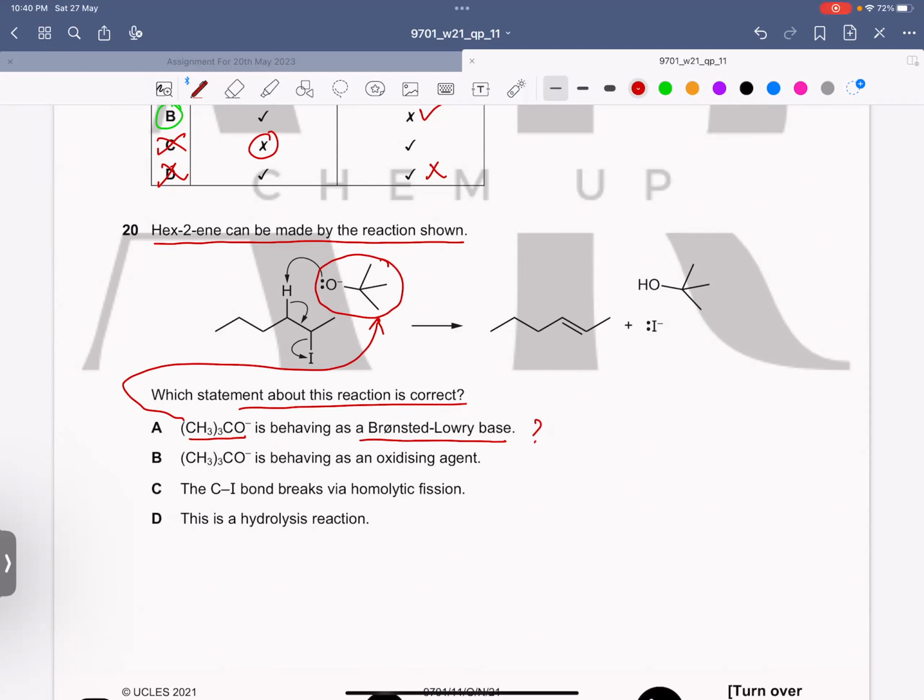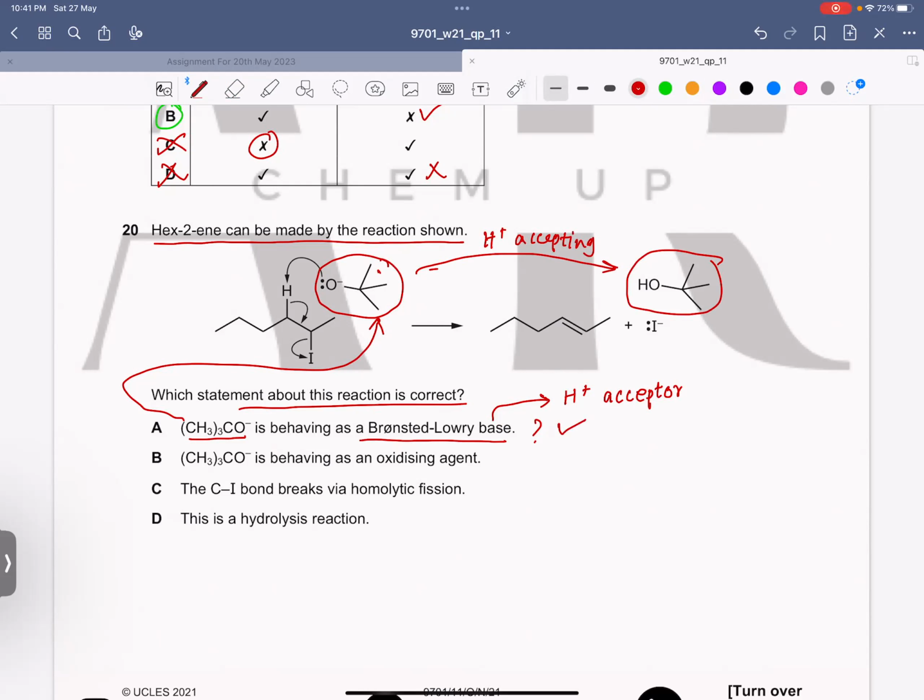What is a Bronsted Lowry base? If you recall, a Bronsted Lowry base is defined as an H positive ion acceptor. An acid is a proton donor and a base is an H positive ion acceptor. So if you see over here, it now contains the H in it. So it means that it is accepting the H positive ion, right? Which makes statement A correct.